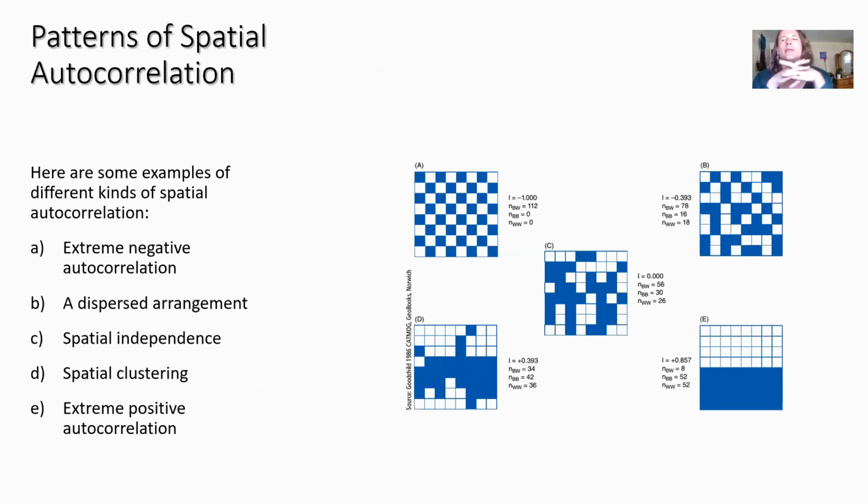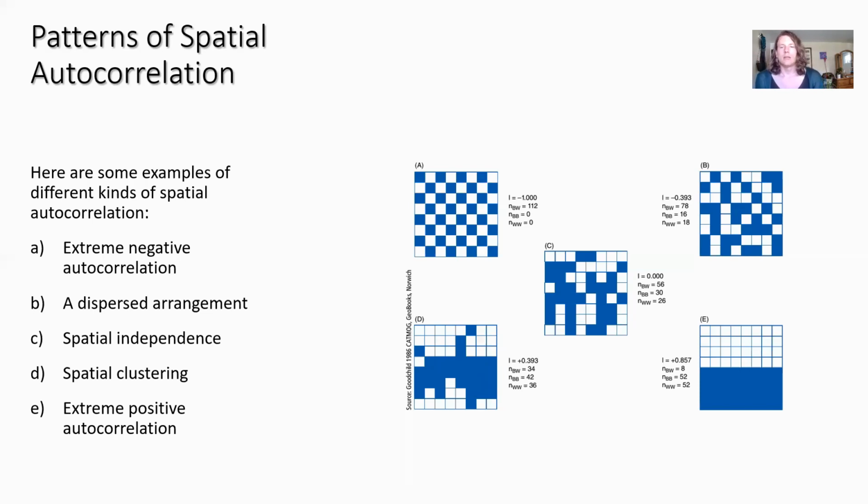So we have different patterns of spatial autocorrelation, ranging from extreme negative to extreme positive autocorrelation. Extreme negative autocorrelation is pure dispersal, essentially the most dispersed something could be. So envision a chessboard, for instance, where all the white and black squares are as dispersed on that board as they could be. Whereas extreme positive autocorrelation is intense clustering. Everything that is similar is grouped together, and everything that isn't like it is grouped somewhere else, right?